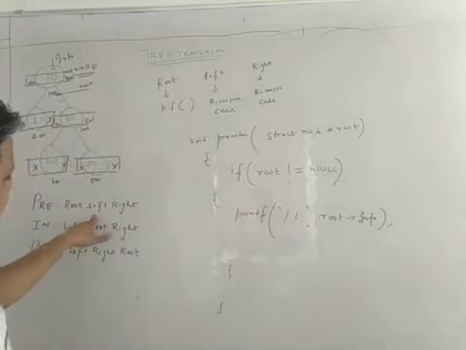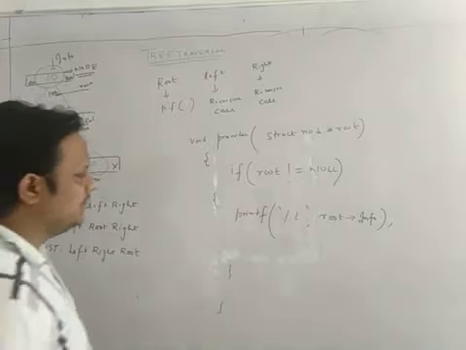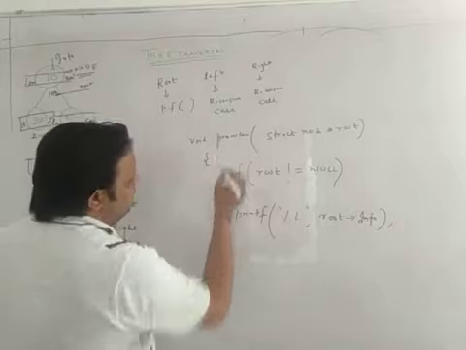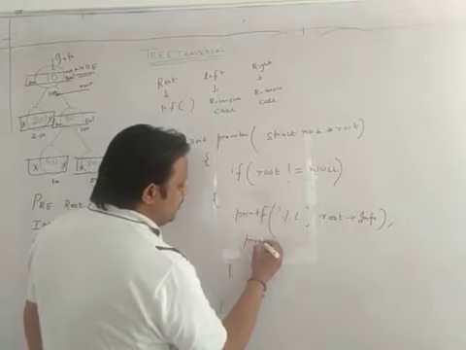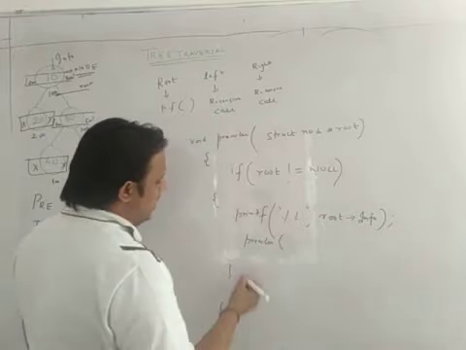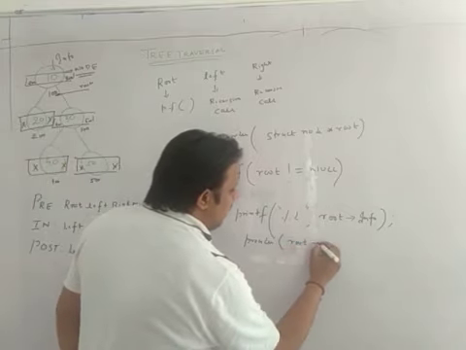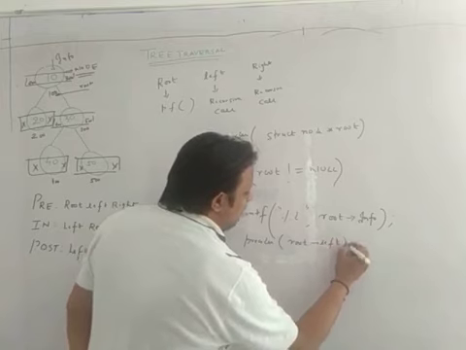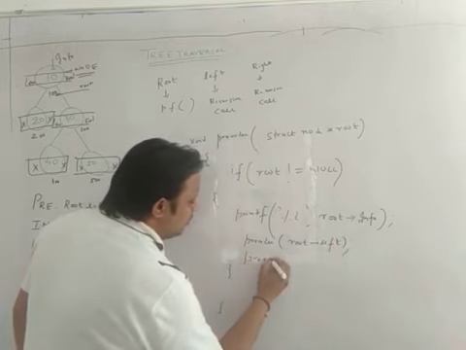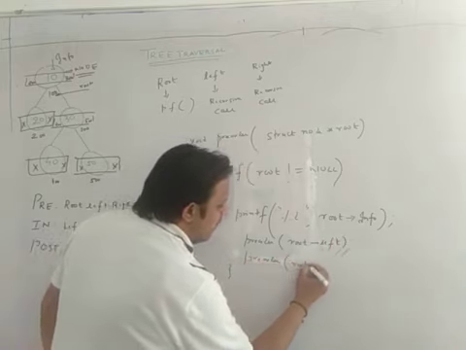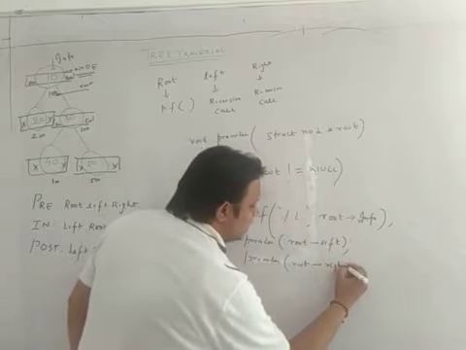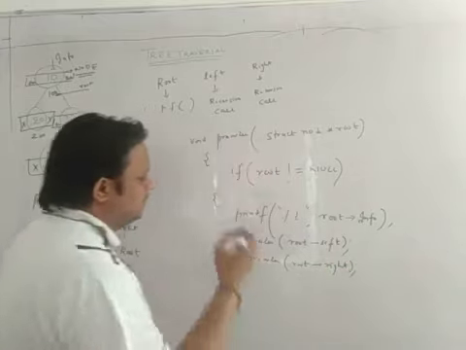Now next comes left. Left is nothing but your recursive call. Recursive call means the same function name. The same function name is pre-order. So how do you have to call this function? By passing left as a parameter. So you will write pre-order root arrow left, and then pre-order root arrow right, and that's it. That's your program. Now we will debug this program.